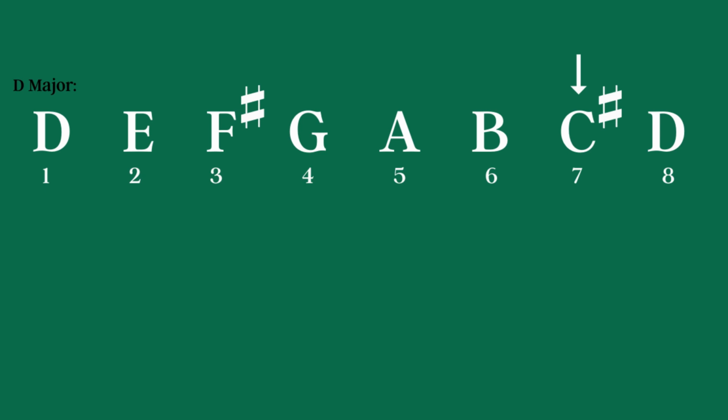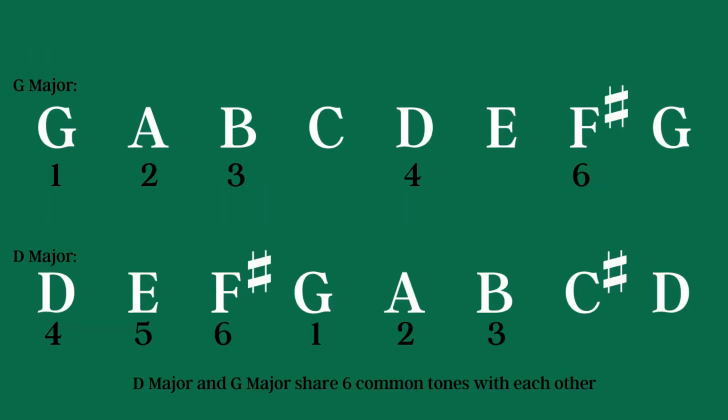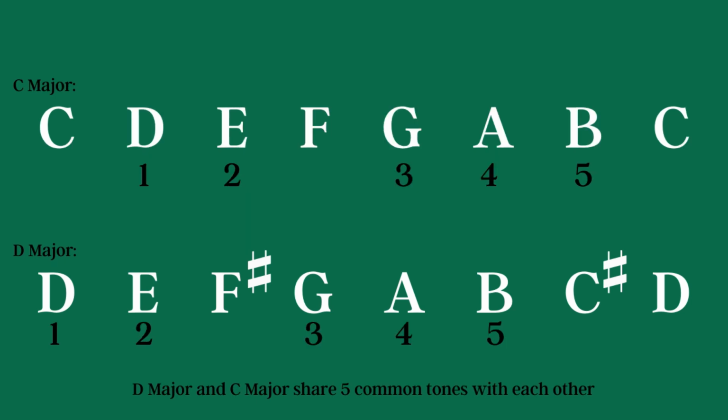The 2 sharps in D major are F sharp and C sharp. So G and D, again, share 6 common tones with each other. They get along really well. D shares 5 common tones with C, so they're still friendly, but not as close as C and G.